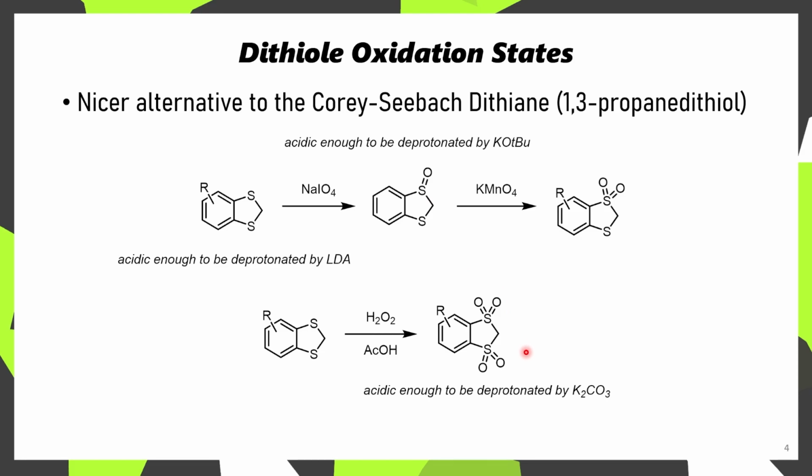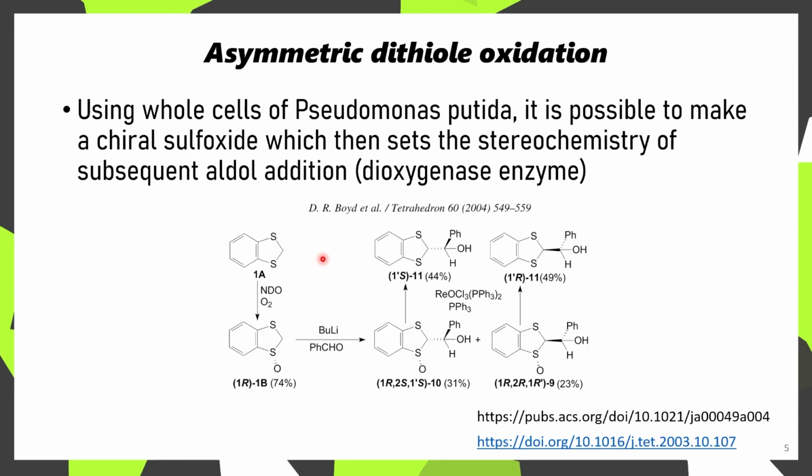As I was saying before, we can do a stereoselective oxidation of the benzene dithiole using whole cells of Pseudomonas putida. If that's pronounced incorrectly, I am sorry for being a putida. It is possible to then take this chiral sulfoxide and then do an aldol type reaction, which would afford a mixture of diastereomers because the stereochemistry of the sulfoxide is set.